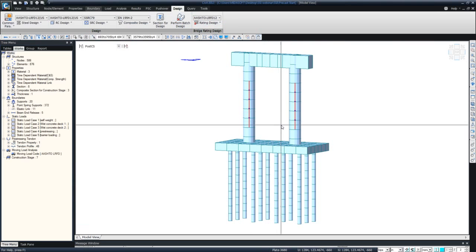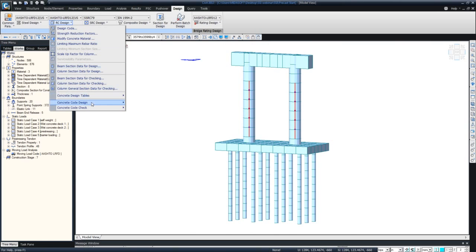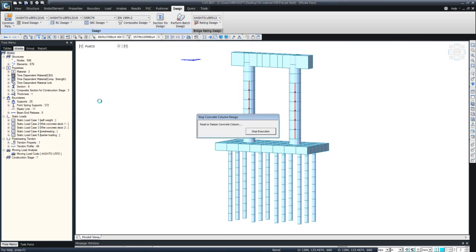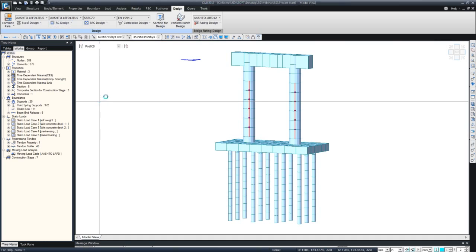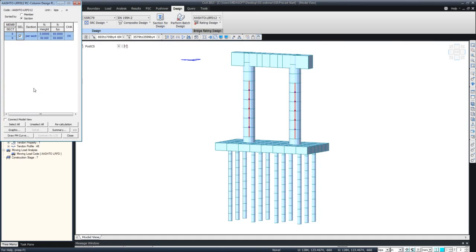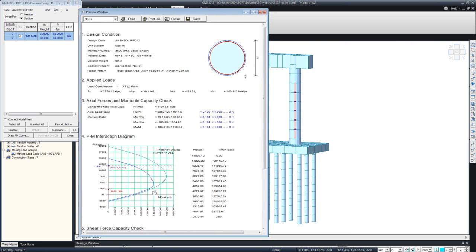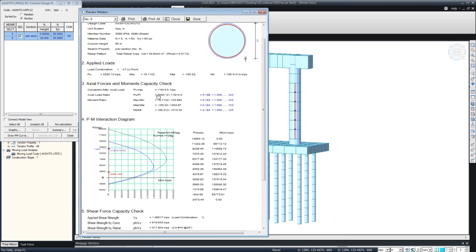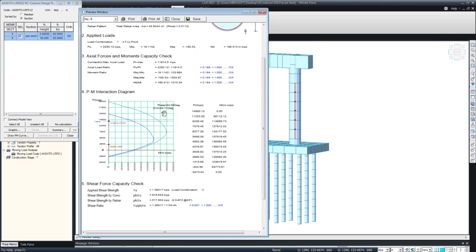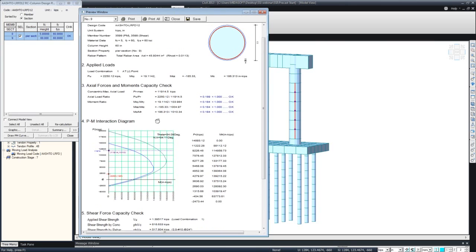Similarly, you can design the piers. So I'm selecting the pier elements here, and I'll go to Reinforced Concrete Design and Column Design, and this way it's going to design the pier for you. When it designs the pier, it checks the PM interaction curve. It tells you what reinforcement is required, and based on the PM interaction curve, it automatically checks, as per the code, whether the pier is safe or not.